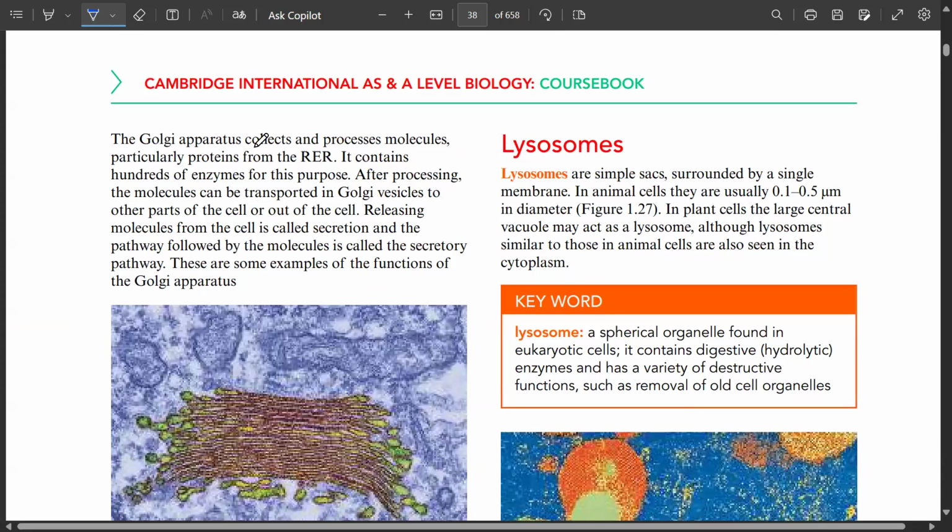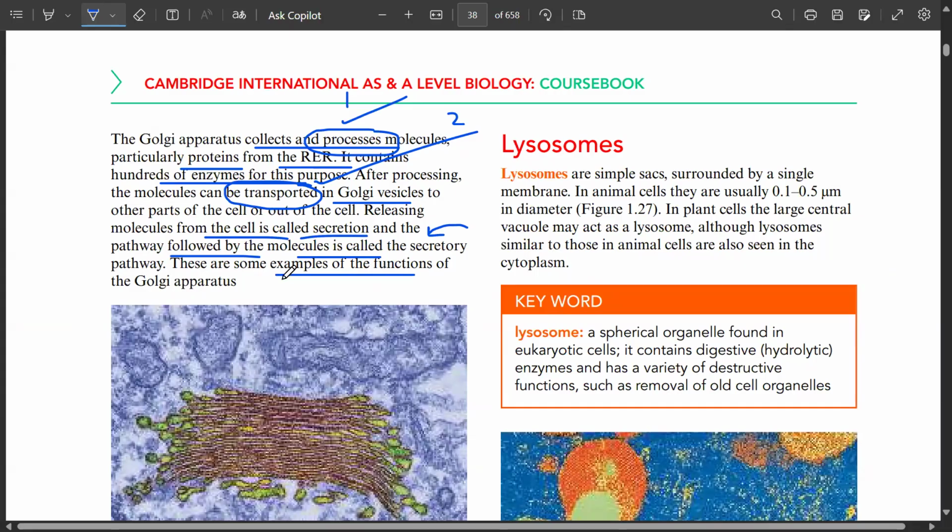The Golgi apparatus collects and processes molecules, particularly proteins, from the RER. It contains hundreds of enzymes for this purpose, and after processing, it transports as well. So, processing, modification, and transporting, these are the main functions that the Golgi apparatus does. And transportation is done by the Golgi vesicles that bud off from the apparatus body. Releasing molecules from the cell is called secretion, and the pathway followed by the molecules is called the secretory pathway.